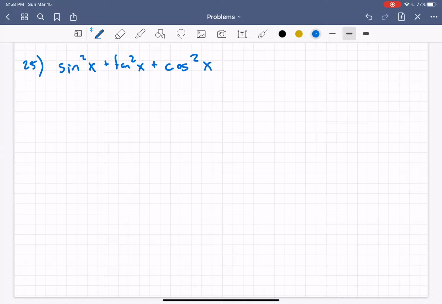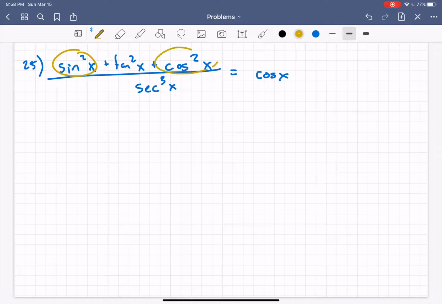This is just taking a while to write. All over, scary fraction bar, and that is a 3 equals cosine x. So first things first, we see a lot of trig being added together. Let's look for a Pythagorean identity. I see it, but it's being separated. So maybe let's just rewrite it together.